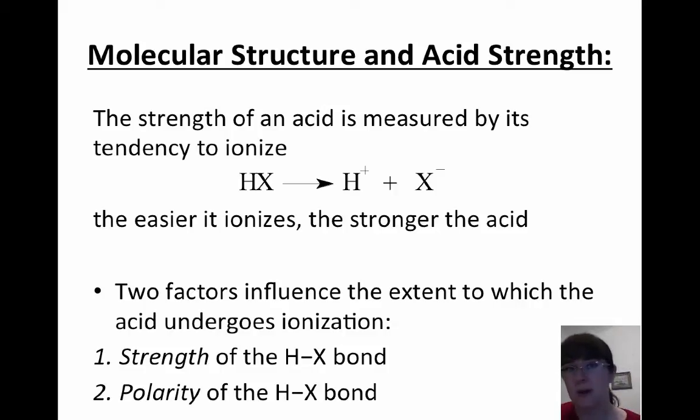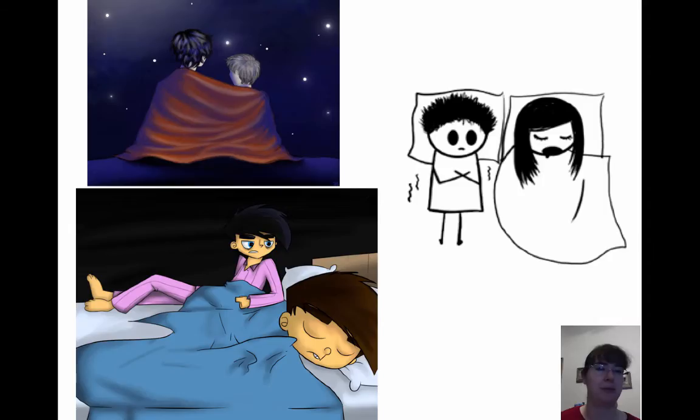But before we go any farther, I wanted to give you some idea of what we're really talking about. With both the strength of the bond and the polarity of the bond, we're really talking about electron density. We're talking about how well the hydrogen is attached to the rest of the molecule. One way to think about this is to think of the electron density as blankets, and the hydrogen and the rest of the compound as people. I'll show you what I mean.